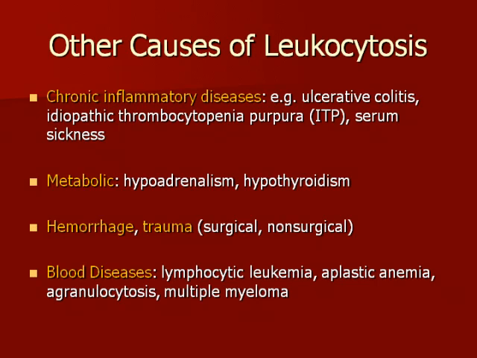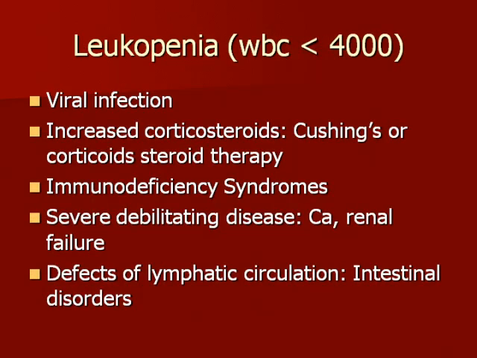These are other causes of leukocytosis: chronic metabolic problems, hemorrhage, blood diseases. Leukopenia is less than 4,000 WBCs. It can be due to viral infection, corticosteroids, cancer, renal failure. So it's important when you look at those white blood cells: are there too many, are there too few, and is there a specific type of white blood cell that you're looking at?